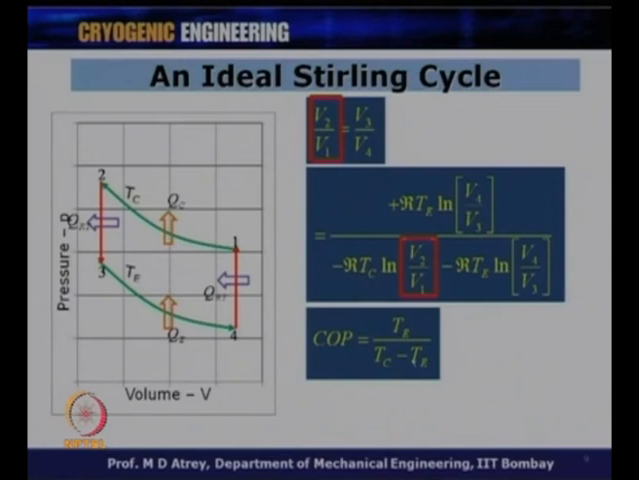So, Te upon Tc minus Te is the COP of the ideal Stirling cycle, and if you remember, the same expression exists for the COP of the Carnot cycle also. All right, the Carnot cycle is considered as the ideal cycle operation, and therefore, we can conclude from here that COP Stirling is equal to COP Carnot cycle, right. So, we say the COP of the ideal Stirling cycle is equal to the COP of the Carnot cycle.